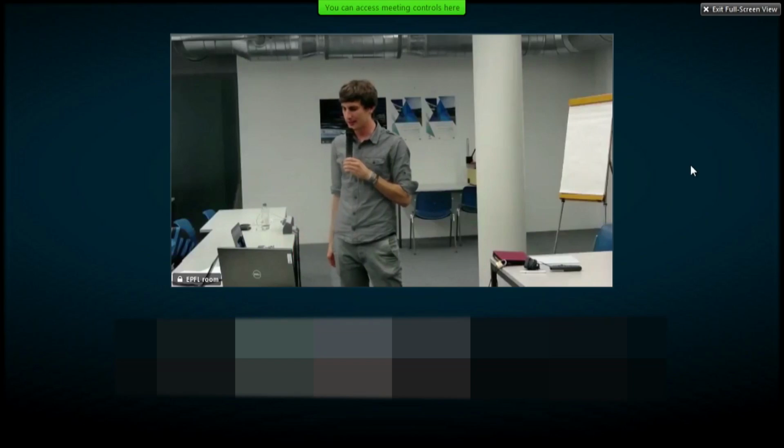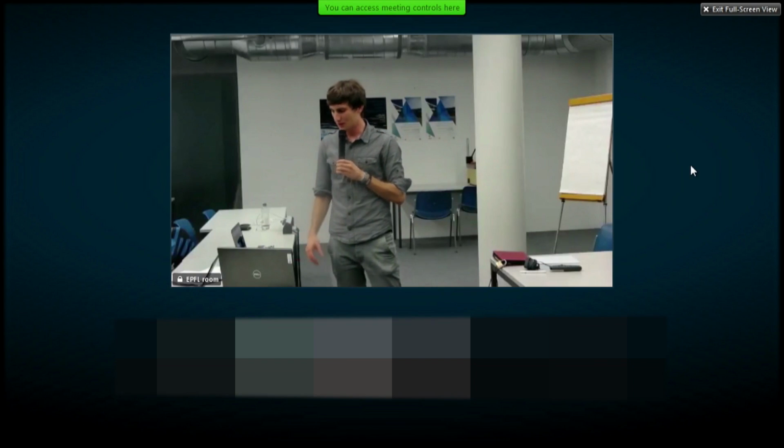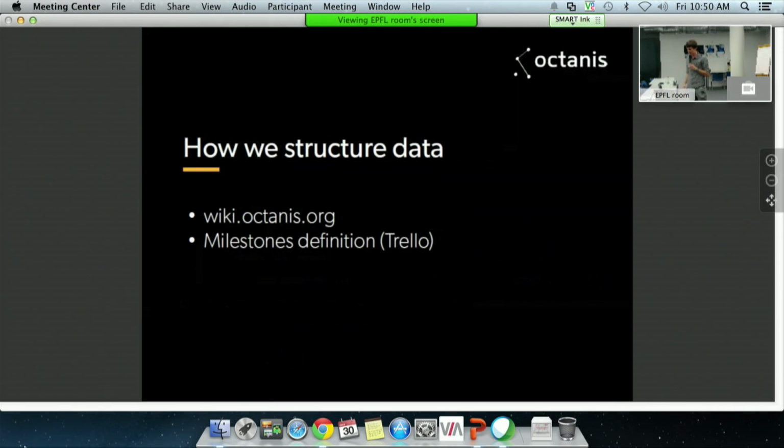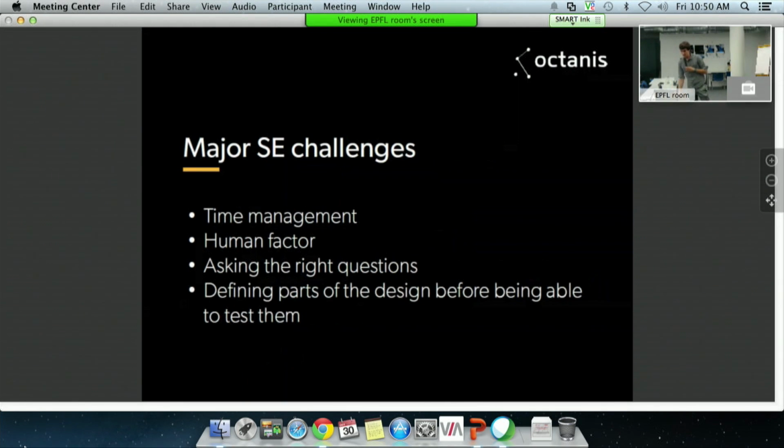So how we structure all this data is basically on the wiki. That allows you to go deeper into the different parts. And we use Trello for defining a few milestones. It's an online tool you can use for free.